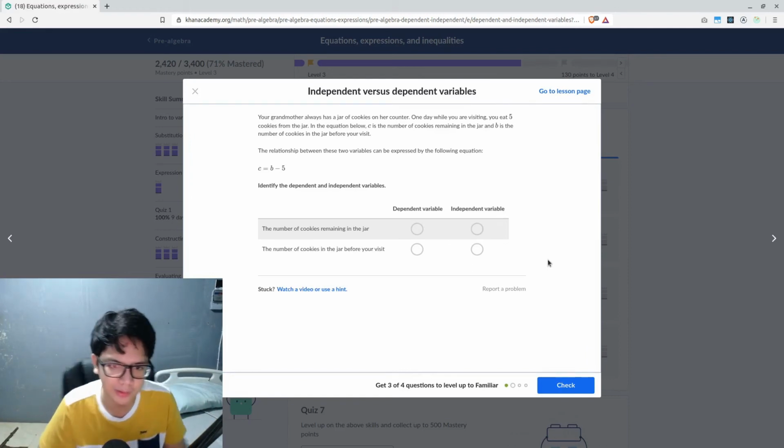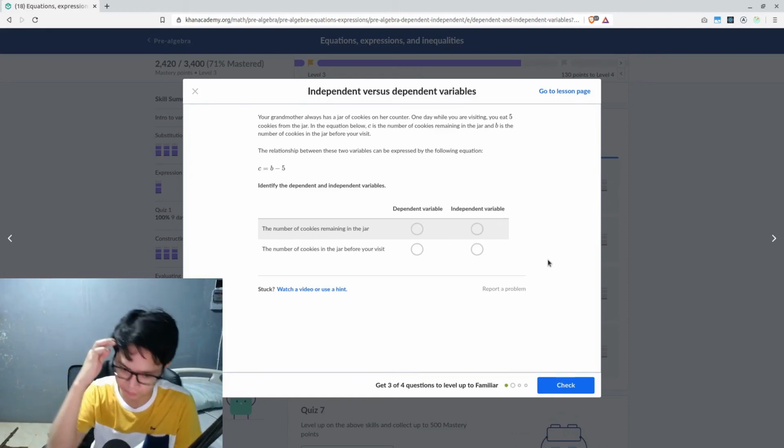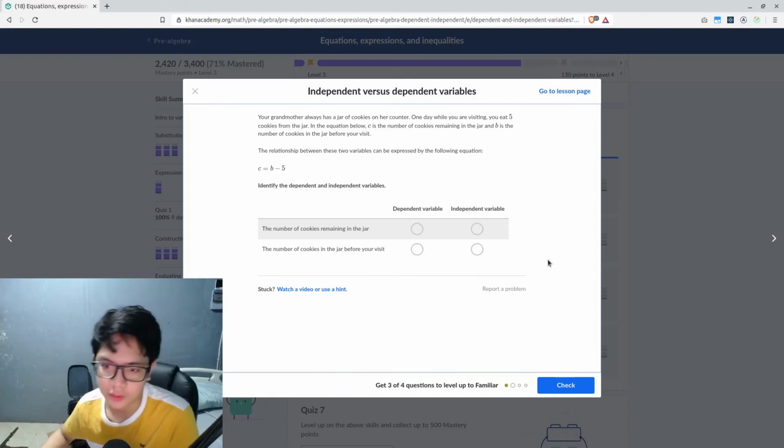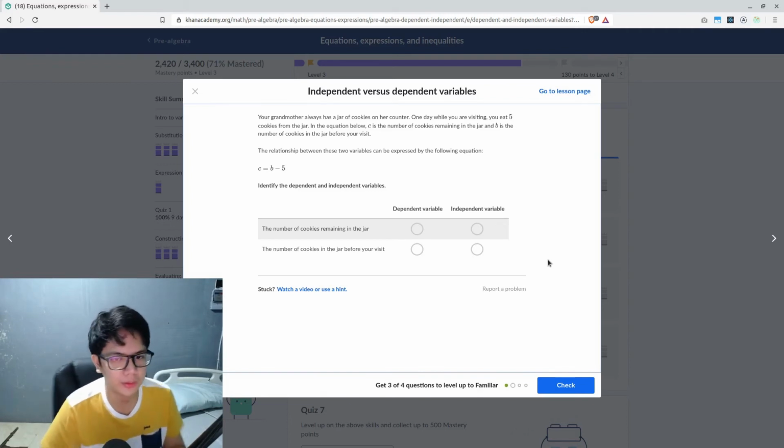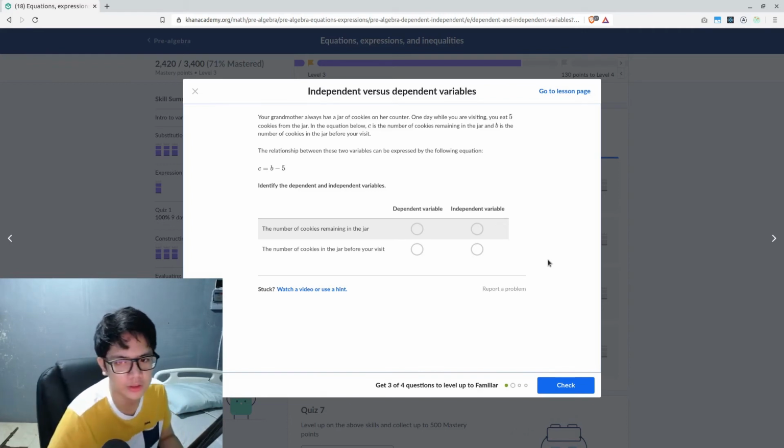Your grandmother always has a jar of cookies on her counter. One day, while you are visiting, you ate 5 cookies from the jar. In the equation below, C is the number of cookies remaining in the jar, and B is the number of cookies.